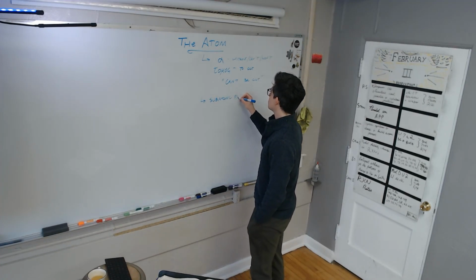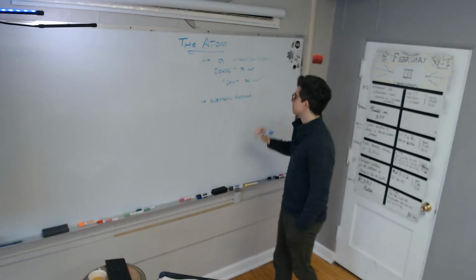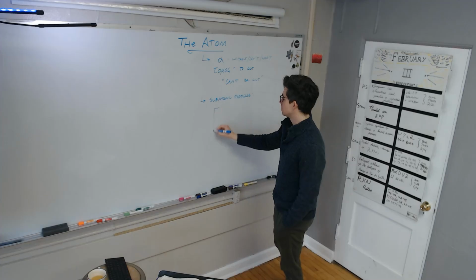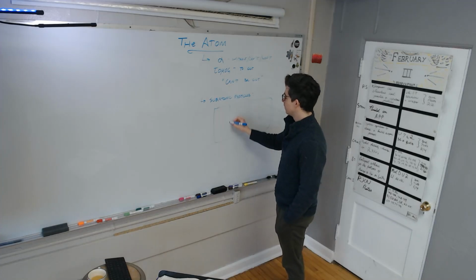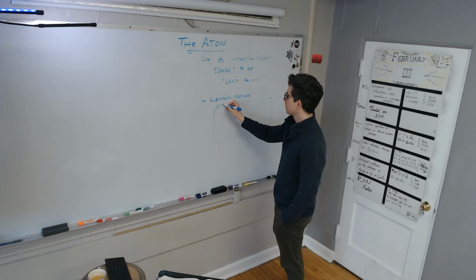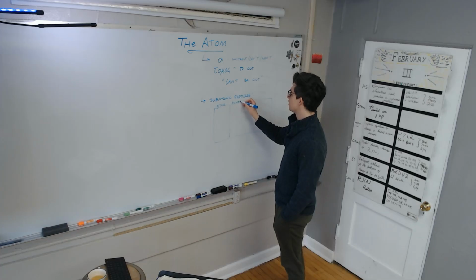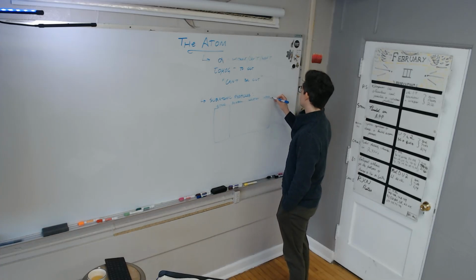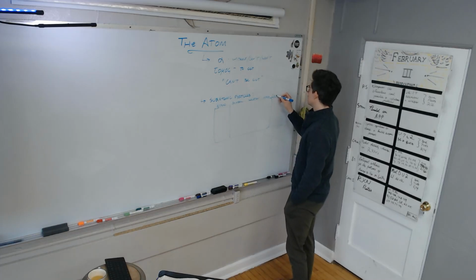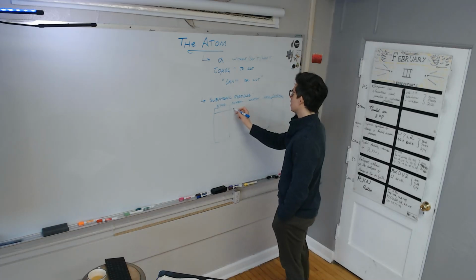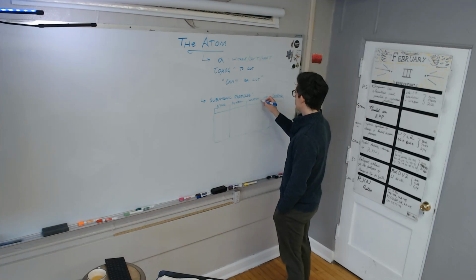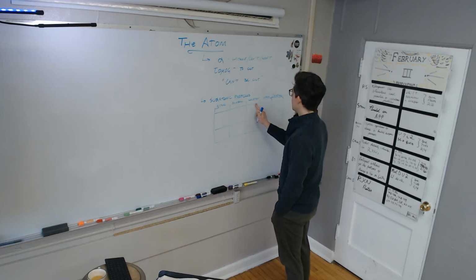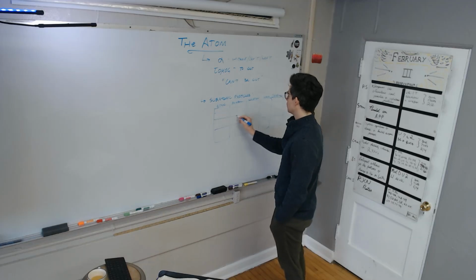Subatomic particles. What are they? Okay, let's actually, I'm going to make this into a little chart. Name, symbol, location, mass, I need another column, and charge. Those are the things we're going to talk about. There are more, especially when we get into quantum mechanics, but these are the main ones that we're going to talk about at the freshman and high school level.